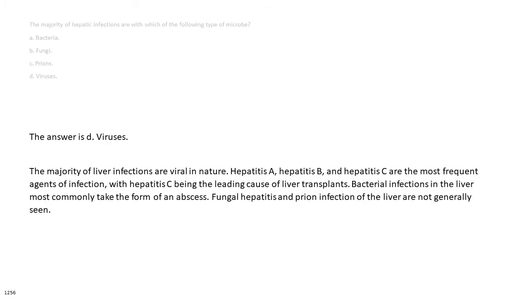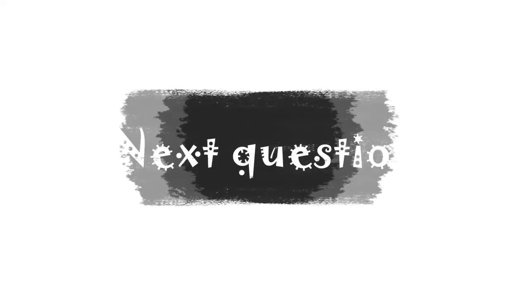The answer is D. Viruses. The majority of liver infections are viral in nature. Hepatitis A, hepatitis B, and hepatitis C are the most frequent agents of infection, with hepatitis C being the leading cause of liver transplants. Bacterial infections in the liver most commonly take the form of an abscess. Fungal hepatitis and prion infection of the liver are not generally seen.